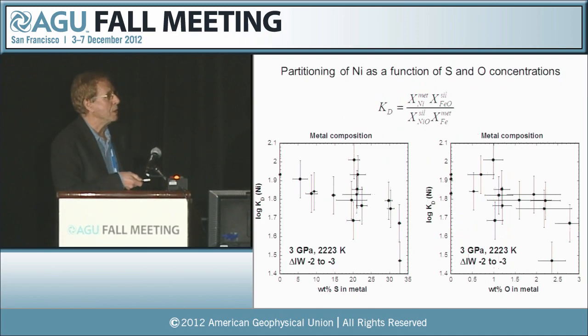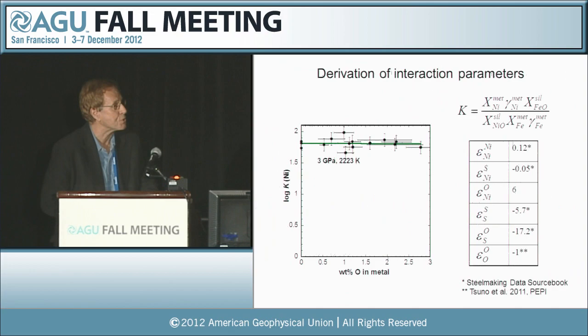So if we plot up the log Kd for nickel against the sulfur content, we get some trend here. If we plot it against oxygen, we also get a trend, and there's no way of uniquely saying which interactions are important because we need 6 interaction parameters, and that's too many to obtain from such a data set. So what we've done is this is now the equilibrium constant, assuming that the activities of the components in the silicate liquid, their ratio is constant.